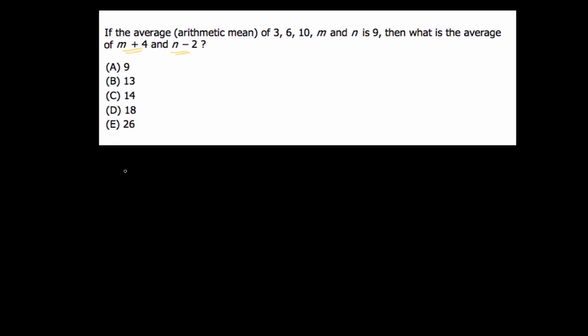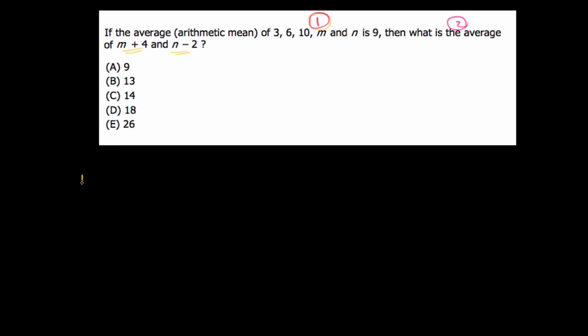Like I've been explaining, anytime you're given problems like this, it is best to begin finding the solution of the problem statement by statement. That is, try to demystify each statement before you move to the next. The first statement is: if the average of 3, 6, 10, m and n is 9, that's the first information I'm given. Then the second asks for the average of m plus 4 and n minus 2. Without mincing words, I'm going to neglect the second one and start with the first one.